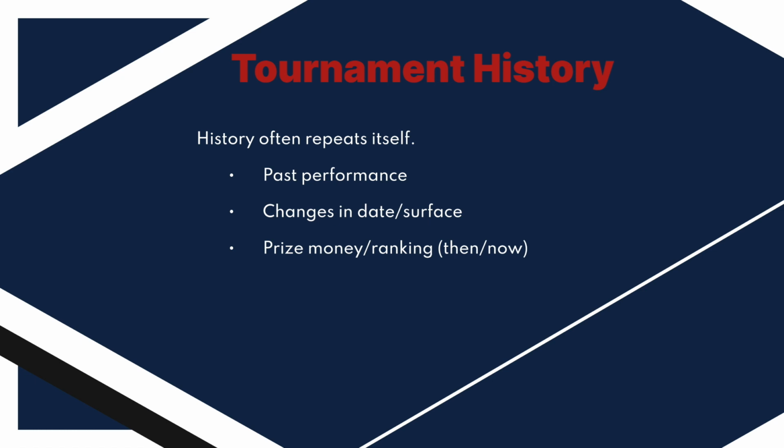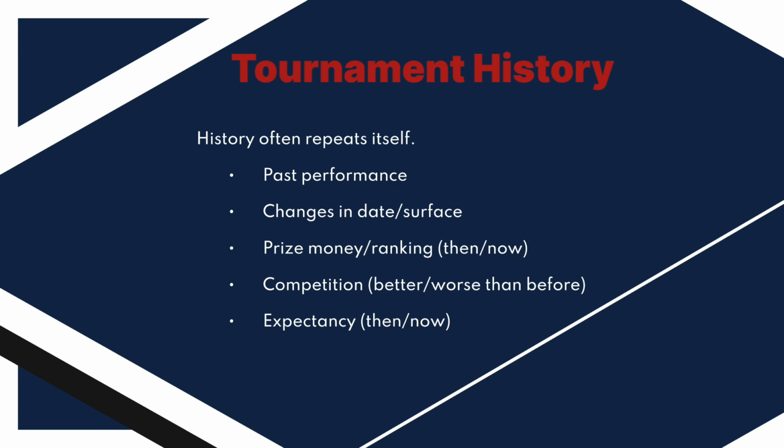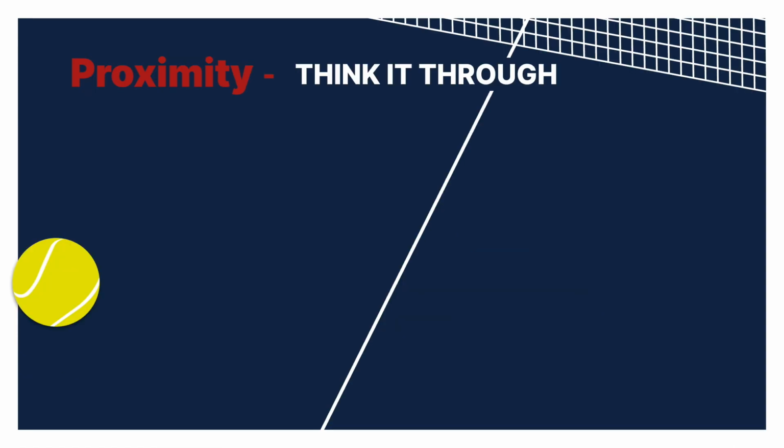But also look at the ranking of the player that you're actually trying to interpret, right? Then and now. If they were ranked 10 at the time and they're 50 now, then the chances are that they're not going to play at the same level. But if it's the opposite way, then it's a consideration. So the competition is also the same. If the prize money's gone up, the competition might be better, and if the prize money's gone down, it might be worse, or it might just be the proximity of the next tournament. And the last thing is expectancy at that time and expectancy now. So you're trying to really evaluate what's happened in the past, right?